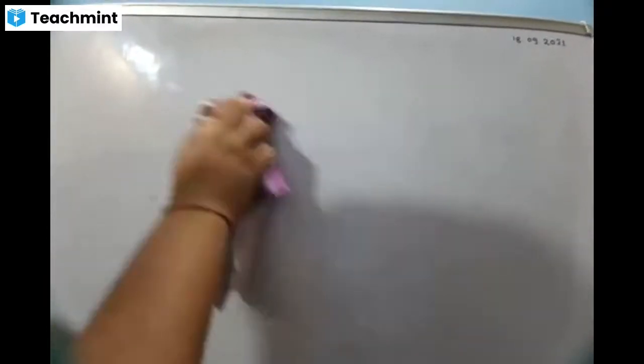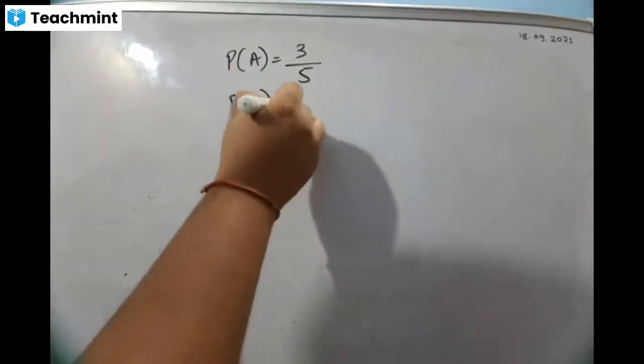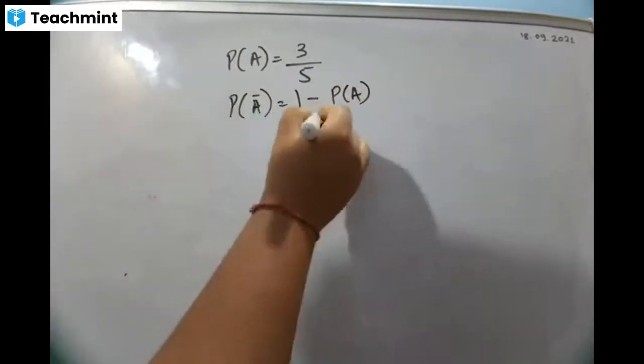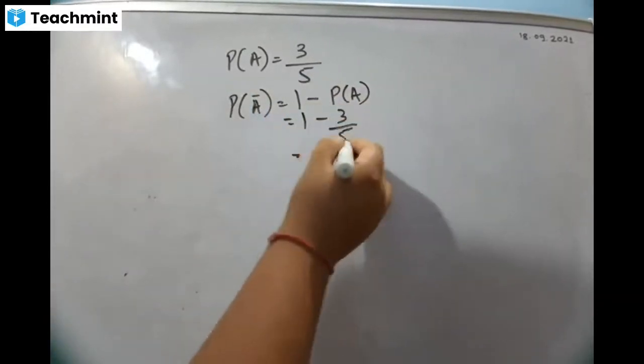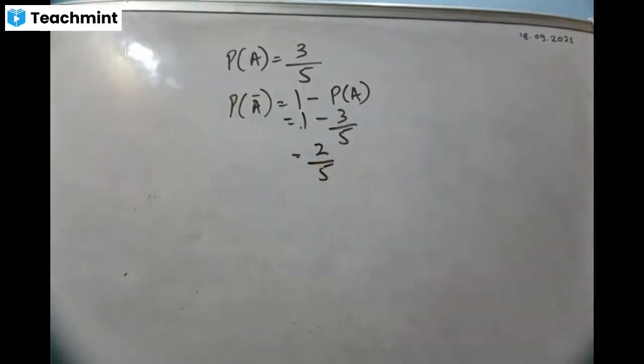Yes. So it would be minus 2, right? Minus 2? No. What is the probability of A? Out of 5 times he's hitting the target 3 times. So probability of A dash is going to be 1 minus probability of A, the formula given yesterday. So 1 minus 3 by 5: 5 ones are 5, minus 3 is 2, not minus. So 2 by 5. Is that clear?